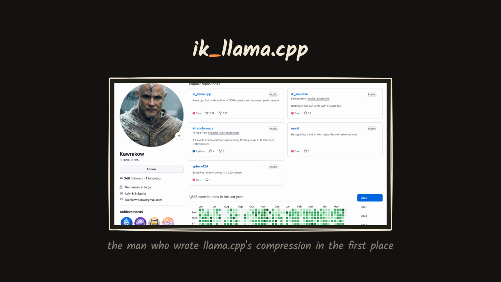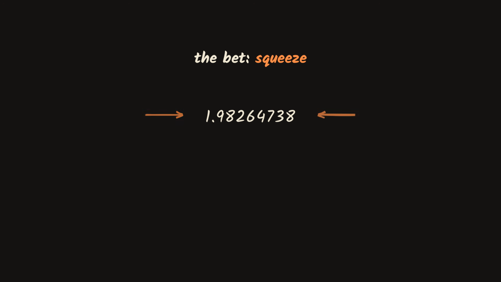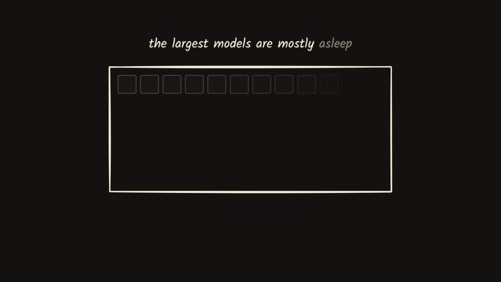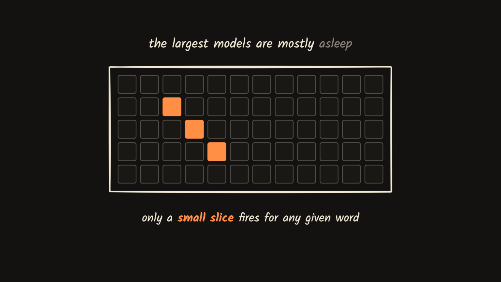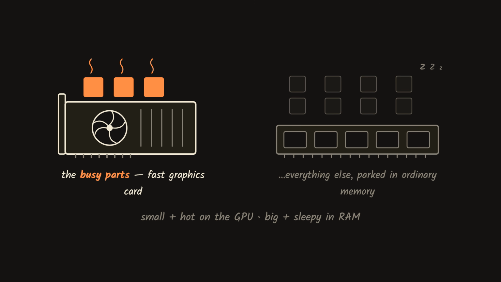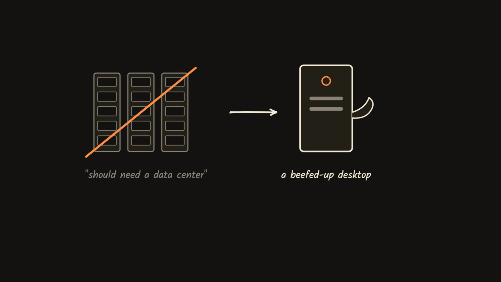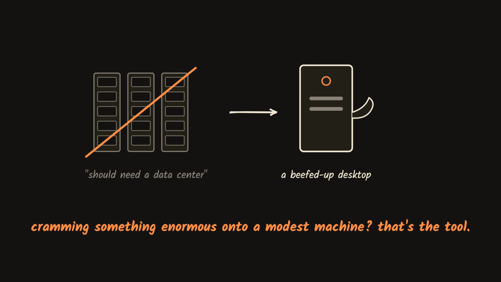Then there's ikllama.cpp, a fork by the same person who wrote Llama.cpp's compression in the first place, now off running his own thing. His bet is on squeezing even more aggressive compression, plus a trick for the very biggest models. The largest ones only use a small slice of themselves for any given word, so you can keep the busy parts on your fast graphics card and park the rest in ordinary memory. That's how people run a model that should need a data center on a beefed-up desktop. If you're cramming something enormous onto a modest machine, that's the tool.